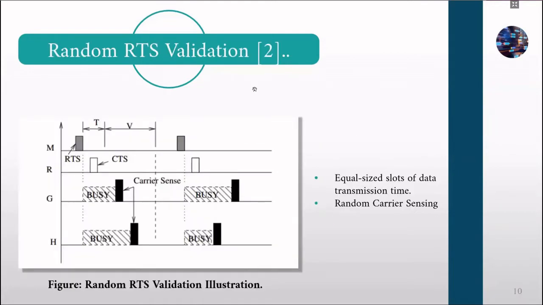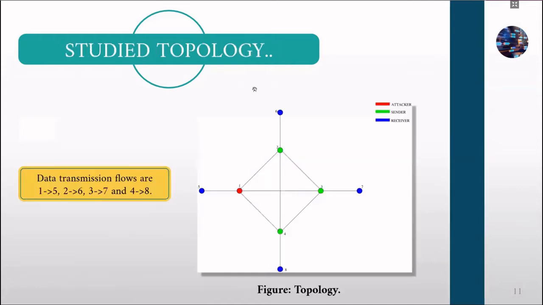Another solution is random RTS validation. The main part of this system is also the same as the previous one, but carrier sensing is done randomly. For this, the sender's data transmission time is divided into some equal sized slots.